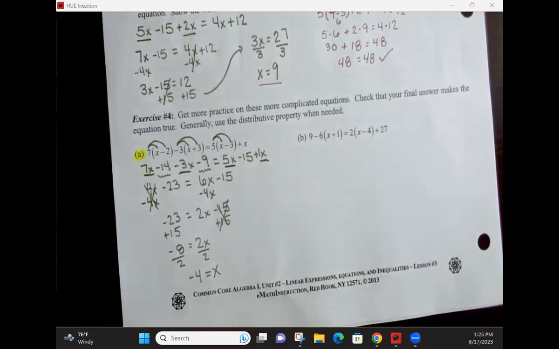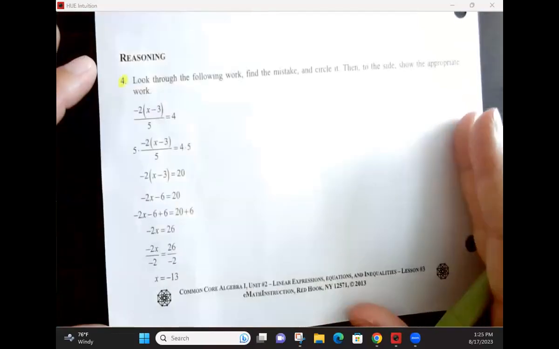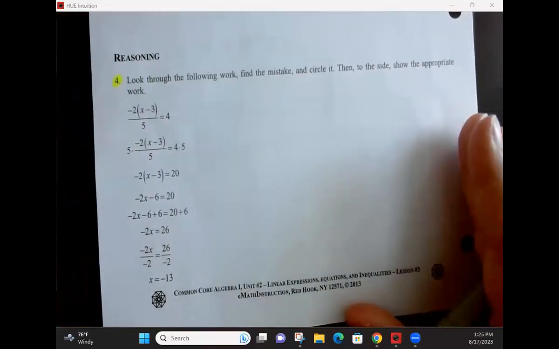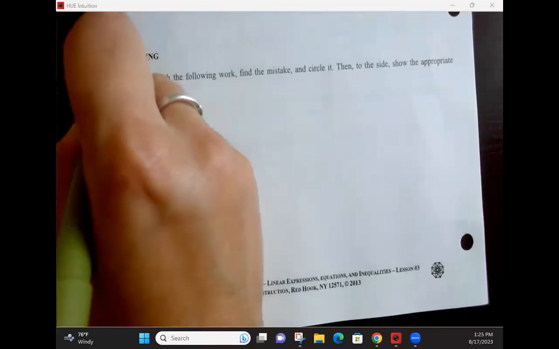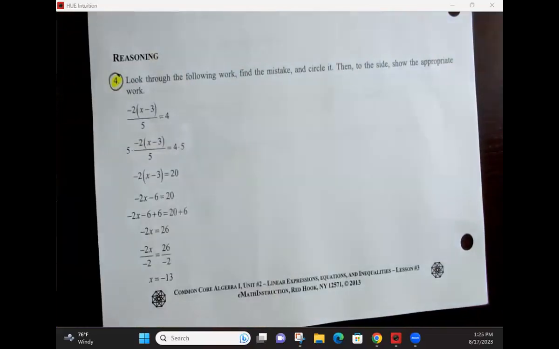Definitely more steps for that problem, a little bit longer, a little bit messier, but we're doing the same thing all the time. We're adding, subtracting, multiplying, dividing. There's one more I want to look at together with you. Turn to the very last page for me. The very last problem on the very last page, number 4, the bottom of the last page.